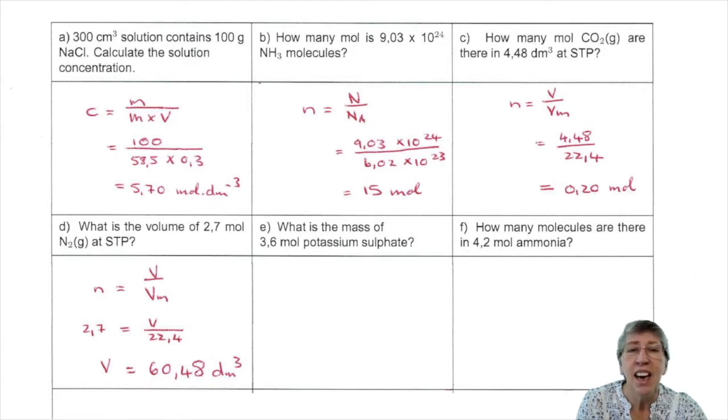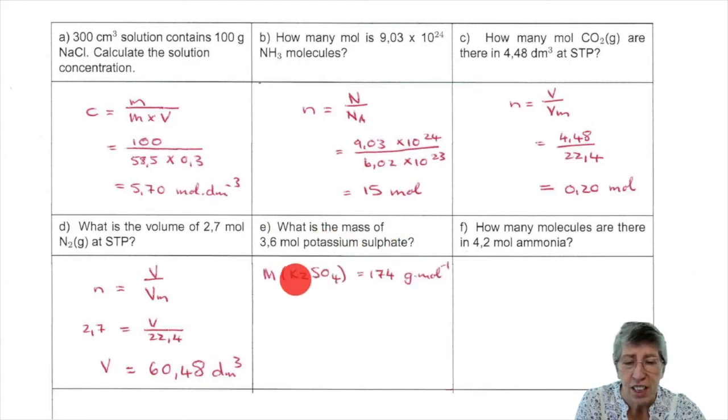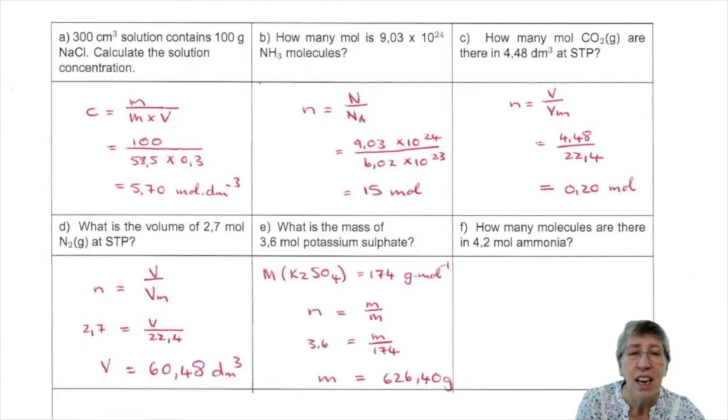In number E, they ask you what is the mass, so we're looking for small m, of 0,6 moles, so they're giving you n, and they're telling you they're working with potassium sulfate. You need to know that there's 2 potassium ions bonded to 1 sulfate so that you can work out that molar mass. And then it's an easy substitution into n equals m over M, and you end up with 66,40 grams. Remember, chemistry, grams, not kilograms.